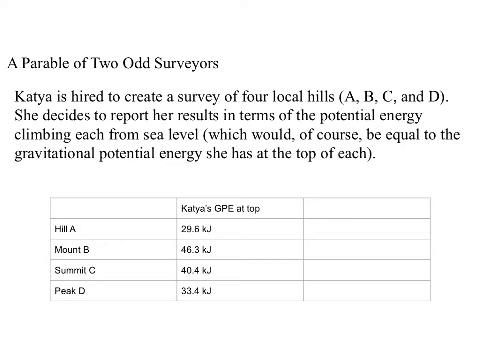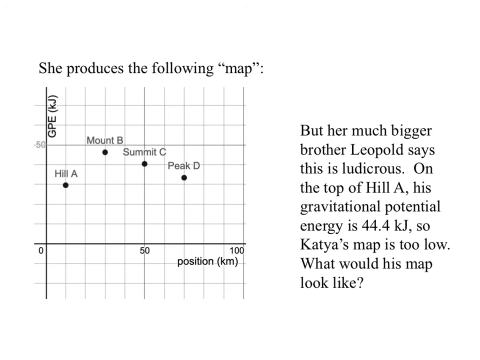from sea level, which of course would just be equal to the gravitational potential energy she has at the top of each. So she makes her measurements, and she says at the top of hill A, she has 29.6 kilojoules, and at the top of summit C, she has 40.4, etc. She produces the following map for her clients, who are probably not that happy with her, but that doesn't really matter. And you can see she has plotted basically each hill on its GPE.